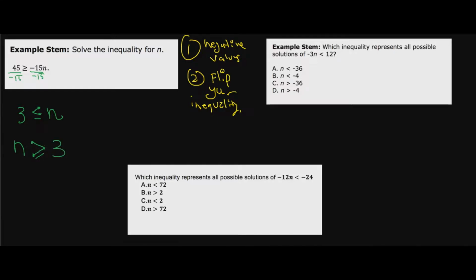So n is greater than or equal to 3 would be my final solution here. Let's take a look at the problem to the left. Which inequality represents all possible solutions of negative 3n is less than 12?